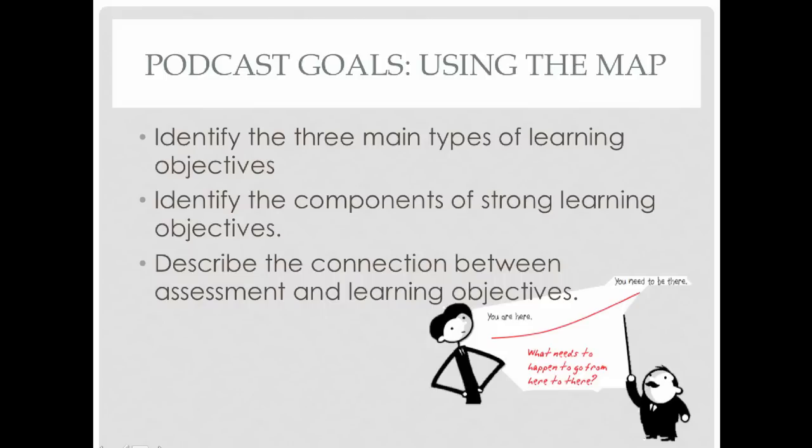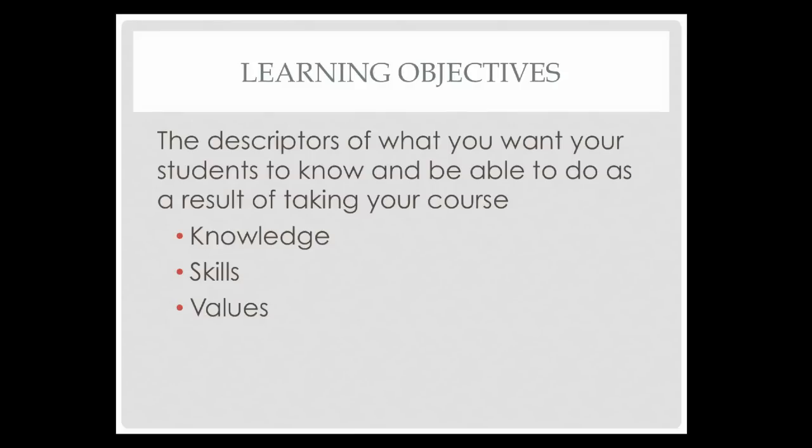The map we have designed for this podcast indicates that at the end of this video, you will be able to identify the three main types of learning objectives, identify the components of strong learning objectives, and describe the connection between assessment and learning objectives. We are going to define learning objectives quite simply. They are the descriptors of what you want your students to know and be able to do as a result of taking your course. A commonly used framework for thinking about learning objectives has three categories: knowledge, skills, and values.